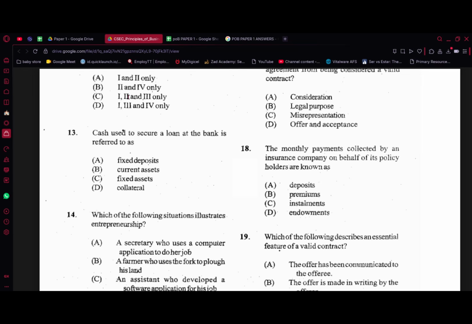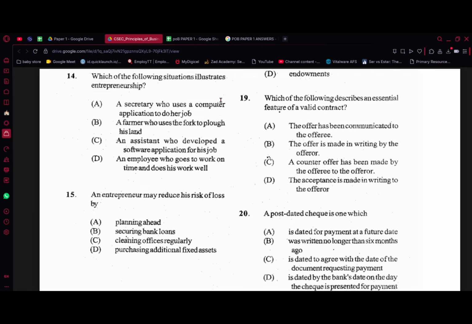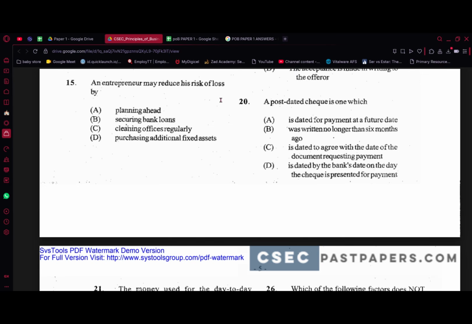13. Cash used to secure a loan at the bank is referred to as D. Collateral. 14. Which of the following situations illustrates entrepreneurship? C. An assistant who developed a software application for his job. 15. An entrepreneur may reduce his risk of loss by planning ahead.